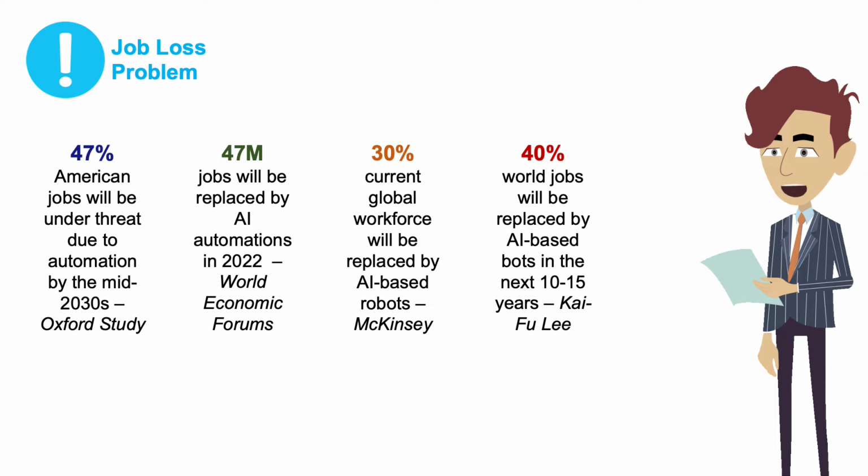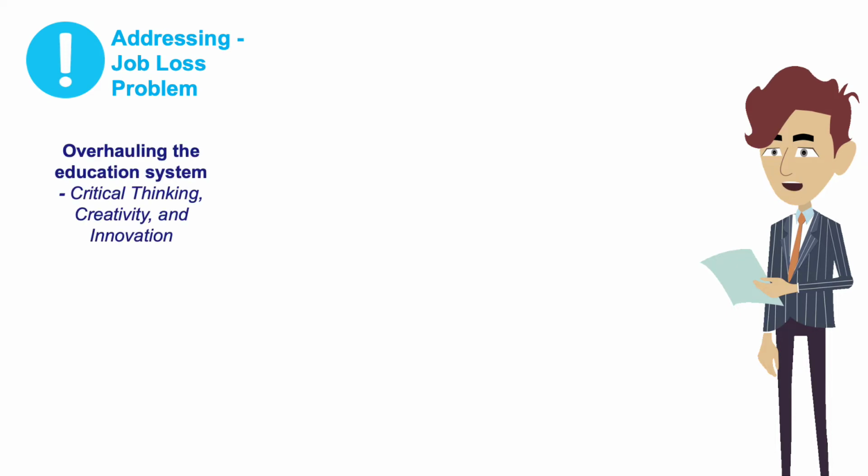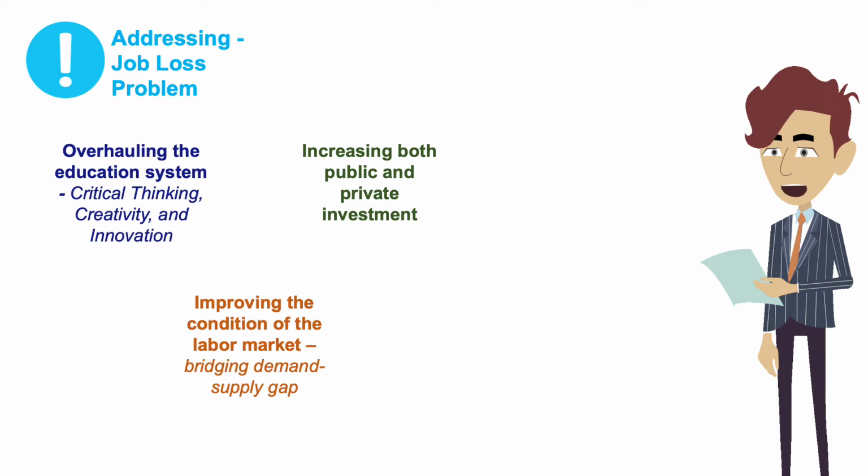As AI becomes smarter by the day, even high-paid, high-skilled workers become more vulnerable to job losses. Given the high cost of skilled workers, companies will get better margins or profit by automating their work. However, these issues related to job loss and wages can be addressed by focusing on the following measures: overhauling the educational system and giving more focus to skills like critical thinking, creativity, and innovation, as these skills are hard to replicate. Increasing both public and private investments in developing human capital so that it is better aligned with industry demand. Improving the condition of the labor market by bridging the demand-supply gap and giving incentives to gig companies.